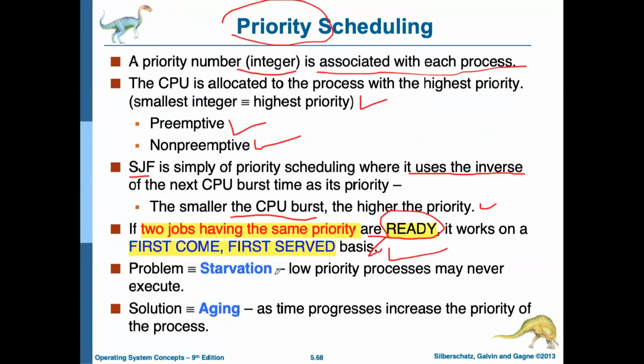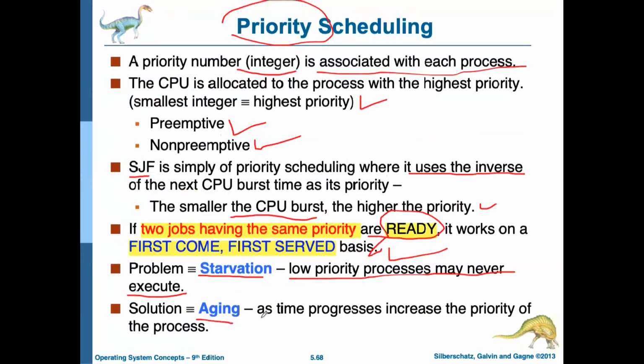The problem is starvation, which means low priority processes may never execute. When they tried to implement this, they found a starvation condition where a low priority process may never execute because it is very low. Because we already give high priority to others, the low one is missed. This is a problem, so the solution they came up with is aging.